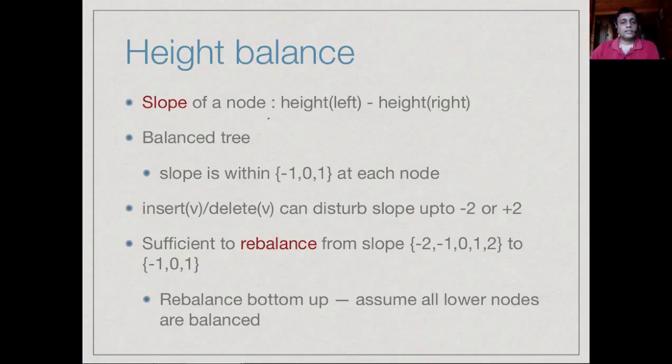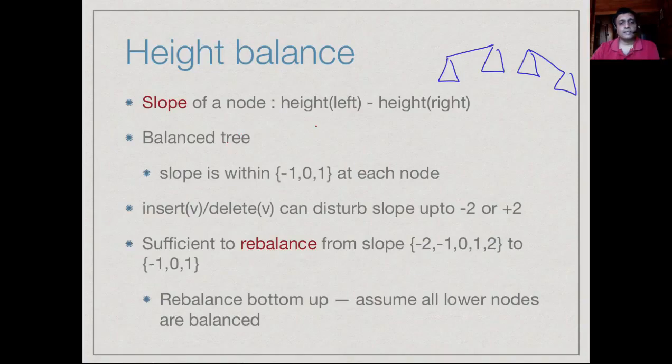So let us refer to the difference between the heights as the slope. Intuitively, in our picture, if it's unbalanced, then the thing is tilted. We could have a tilt this way or a tilt this way. So we call this the slope. Let us say the slope is the height of the left minus the height of the right. If the height of the left is less than the height of the right, then you have positive slope. If left is bigger than right, you have negative slope.